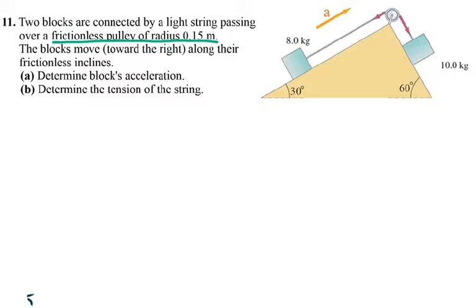So again, you start with the free body diagram. So we have the tension, we have the force of gravity, I'm going to call it m1g, and we have the normal force. And it's a frictionless incline, so you don't have to worry about the friction here.